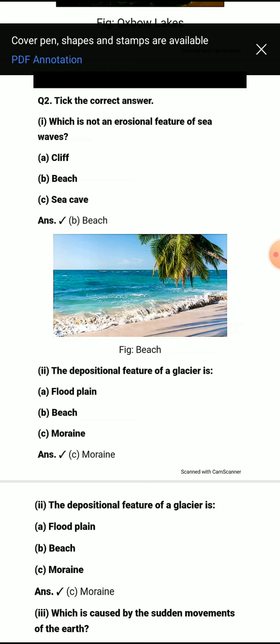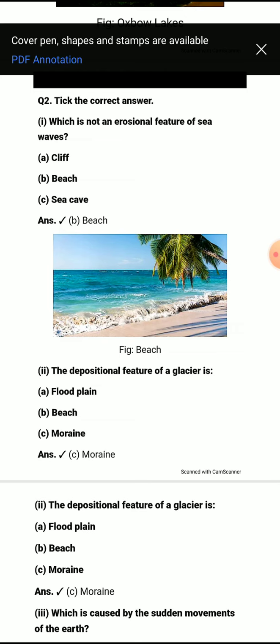Next question is about the depositional feature of a glacier. Deposit means what? So moraine. Okay, so the answer is the moraine. Floodplains and beaches are not part of glaciers, right?